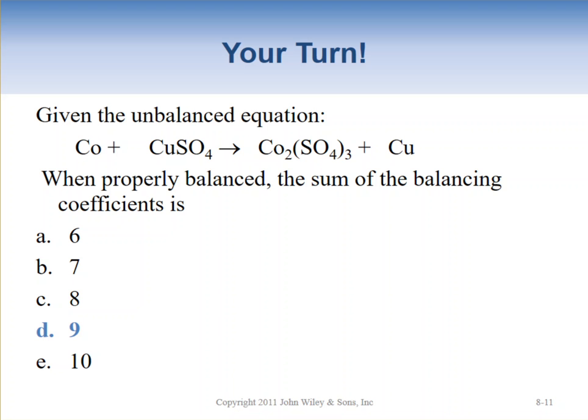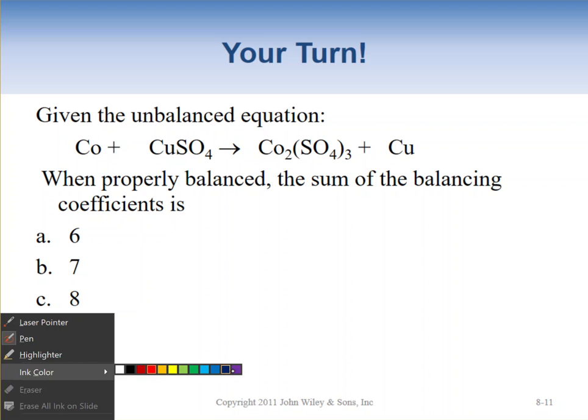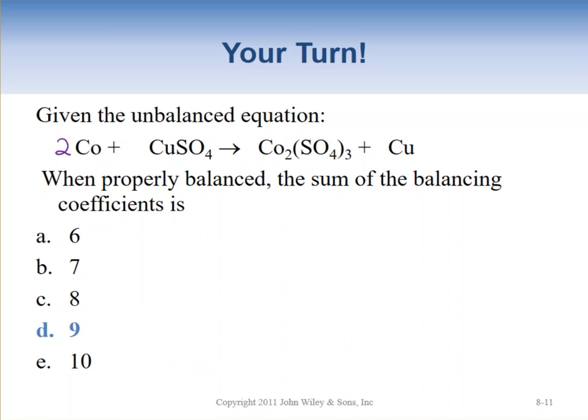So to balance this, again, remember you first want to balance metals, then non-metals, and if you see polyatomic ions, you want to balance them as a unit. Now, 1 cobalt on the reactant side, and you have 2 cobalts on the product side. So to balance the number of cobalts, you want to use the coefficient of 2 here. Now 1 copper in the reactant, 1 copper in the product, so that's balanced.